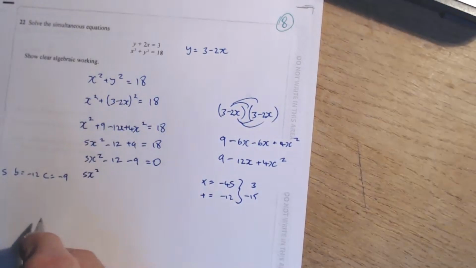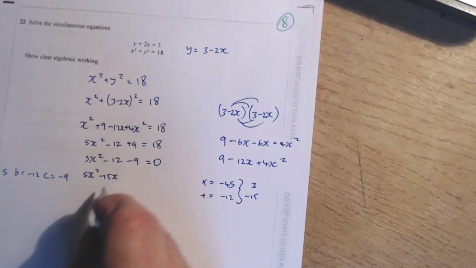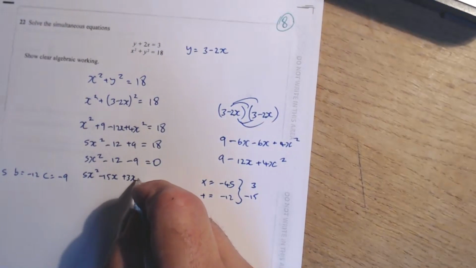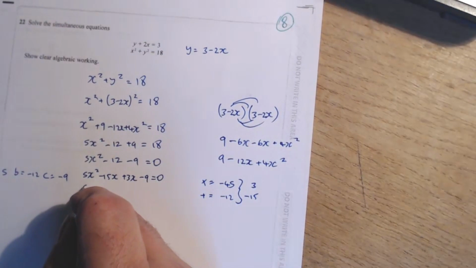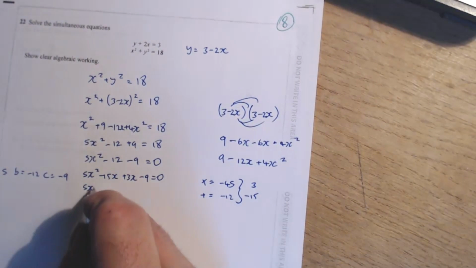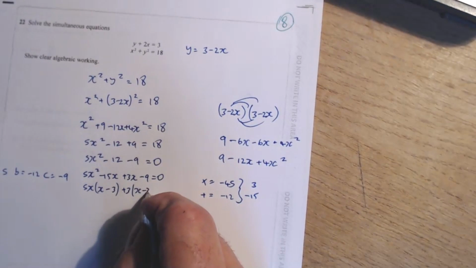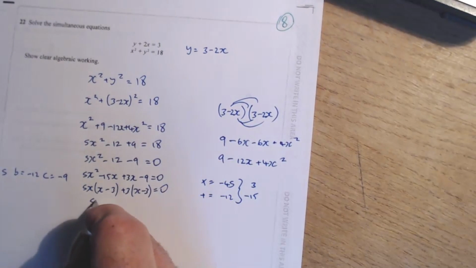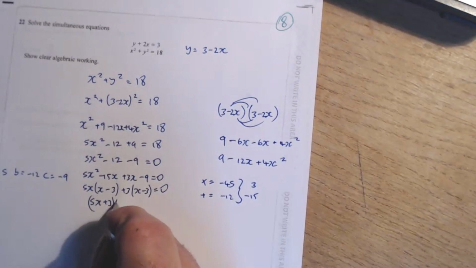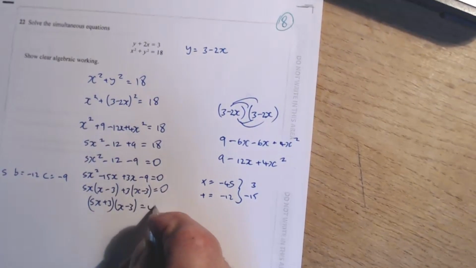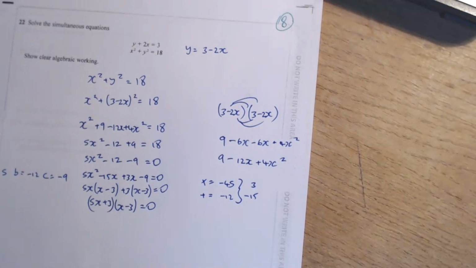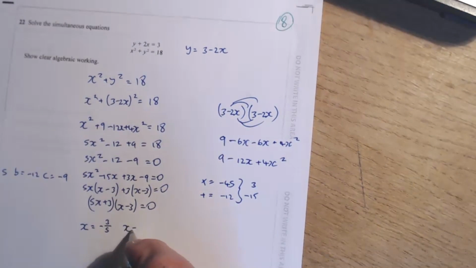So 5x squared minus 15x plus 3x minus 9 equals 0. Factorize the first two terms, 5x(x minus 3) plus 3(x minus 3). So (5x plus 3)(x minus 3) equals 0. So our two solutions for x are minus 3/5 and plus 3.